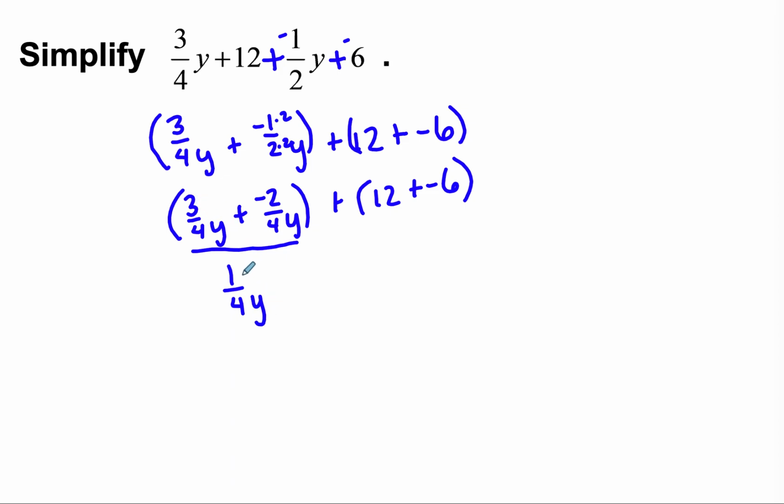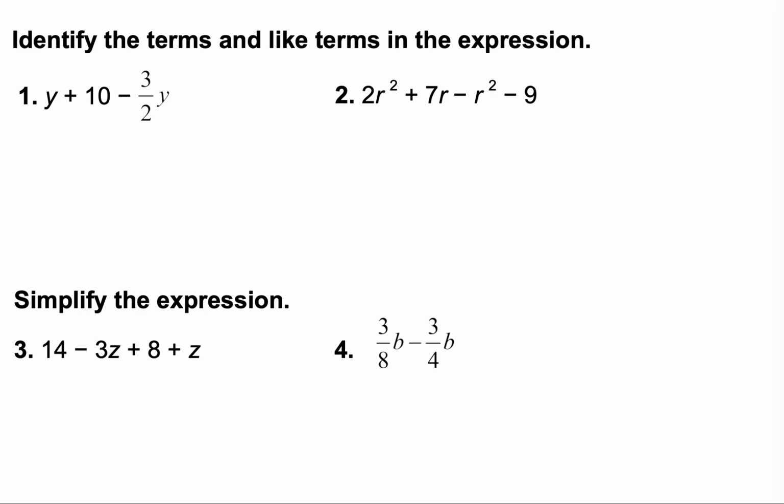More positives, answer's positive. Plus, I'm going to come over and look at my second set of parentheses. 12 plus -6, different signs, find the difference. I'm going to do 12 minus 6, which is 6. So my simplified expression is 1/4 y plus 6. I could have written it in the other order. 6 plus 1/4 y would mean the same thing. All right, go ahead and pause the video and try these 4 on your own.